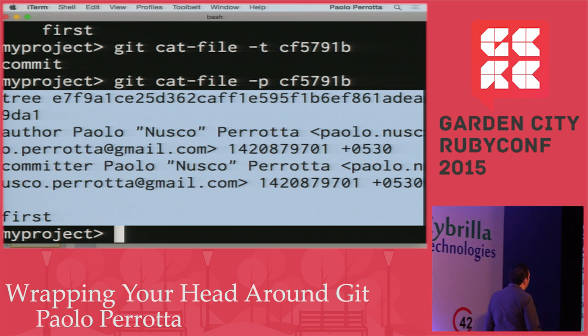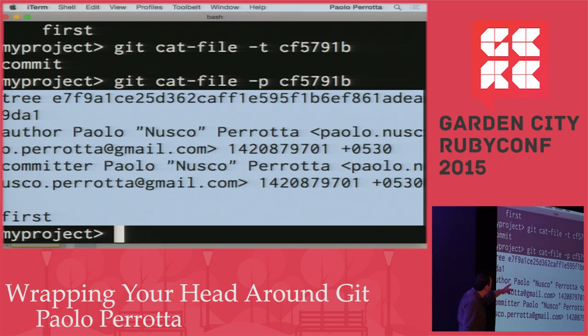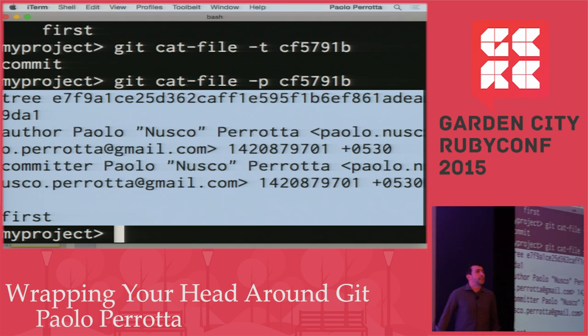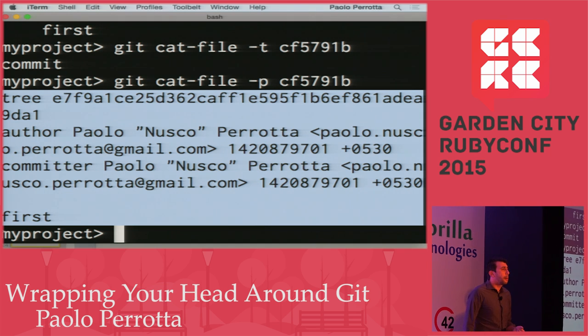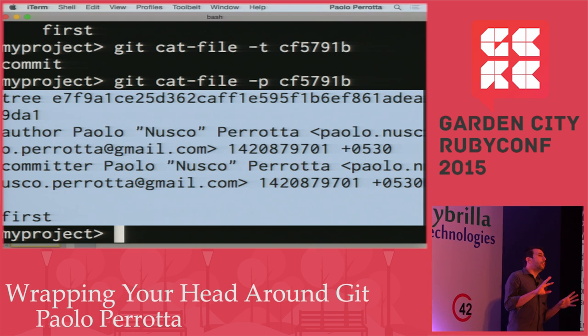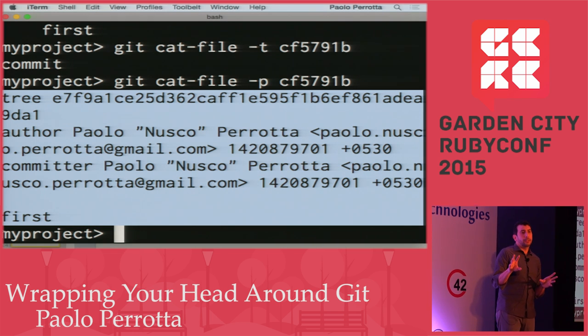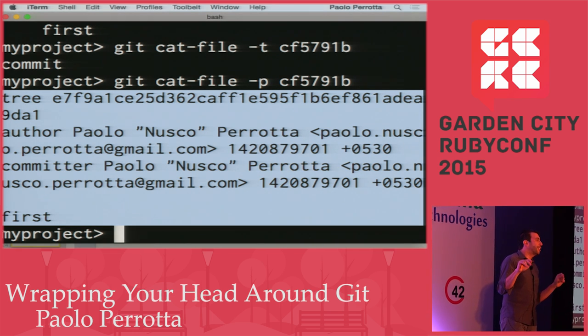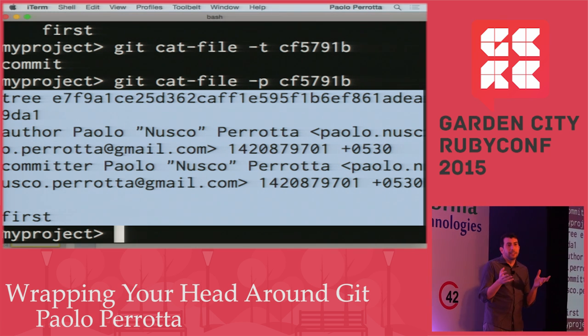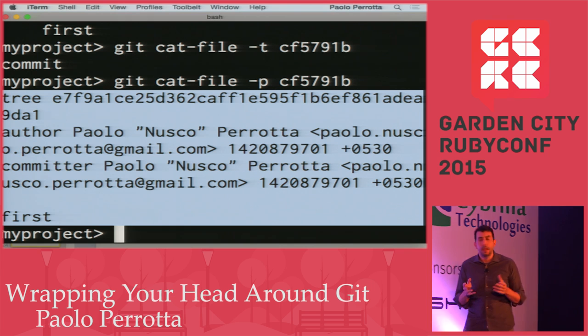And most of this is obvious, okay? This is me, that's the date, this is the commit message. The first line is not as obvious. What's a tree? A tree, quickly, is the equivalent in Git of a directory. A blob, you can see it as a file. A tree is like a directory. In this case, it's the root of your project, okay?